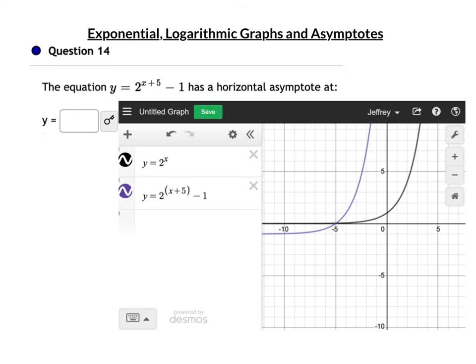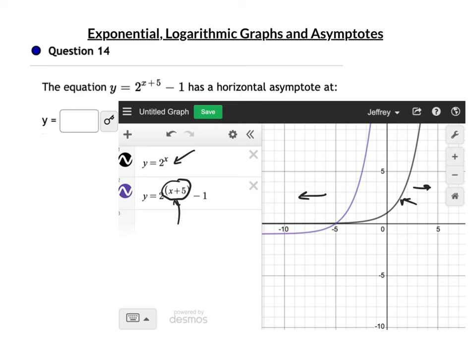In question 14, the parent function would be y equal 2 to the x. That's this one here, and notice it approaches the x-axis again. The x-axis is our asymptote. That's y equals 0. And when I do a horizontal transformation, it has no effect. It moves it left and right. Left and right doesn't matter.